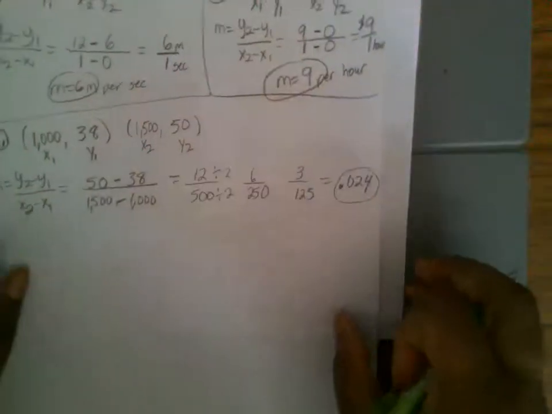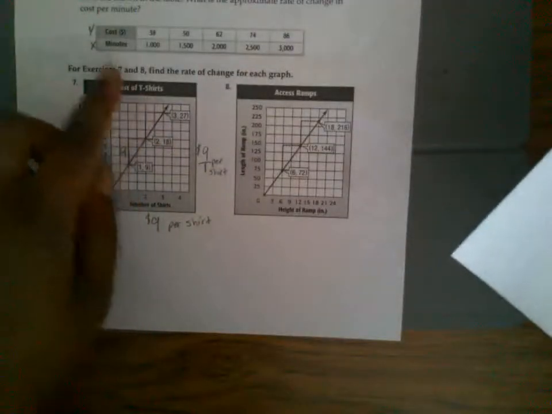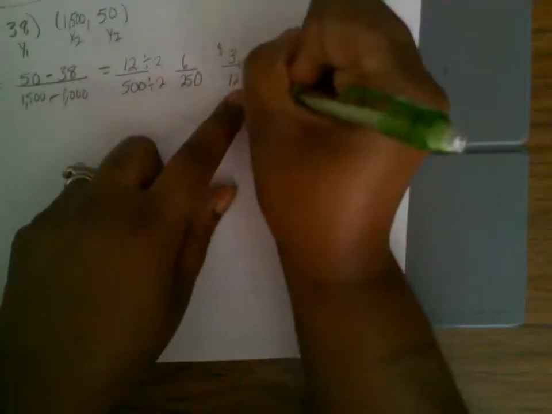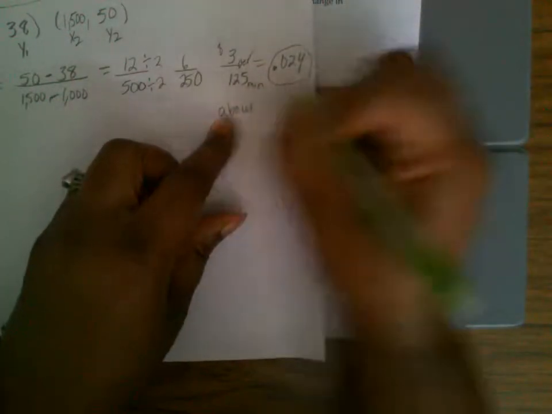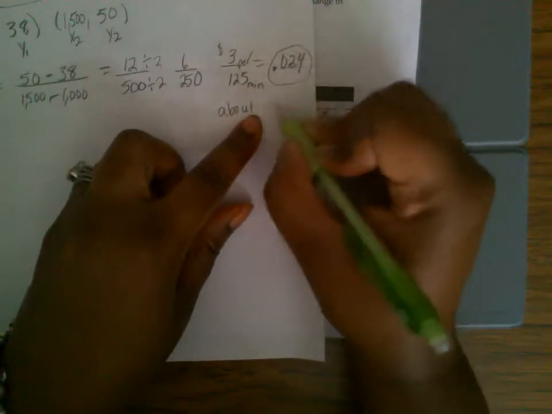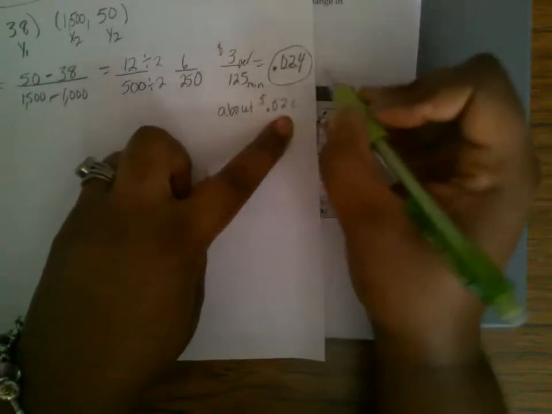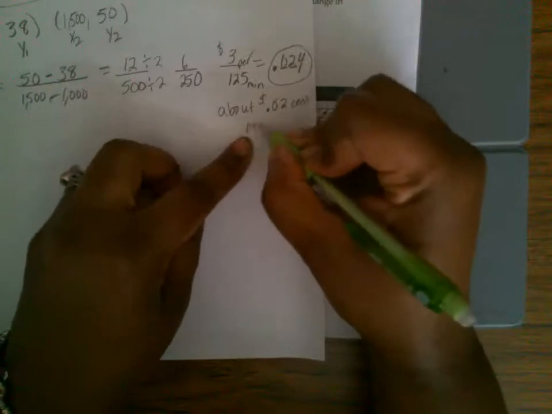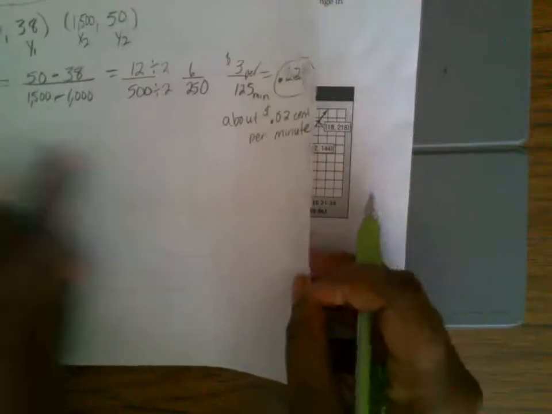Okay. And this one is what, the cost? It's $3 per, and how many minutes is that? 125 minutes. Or 2 cents about, because you can only have 2 spaces behind the decimal here. I mean, for money, it's 2 spaces behind the decimal. So this is about 2 cents per minute. Okay, so that's how you do that.